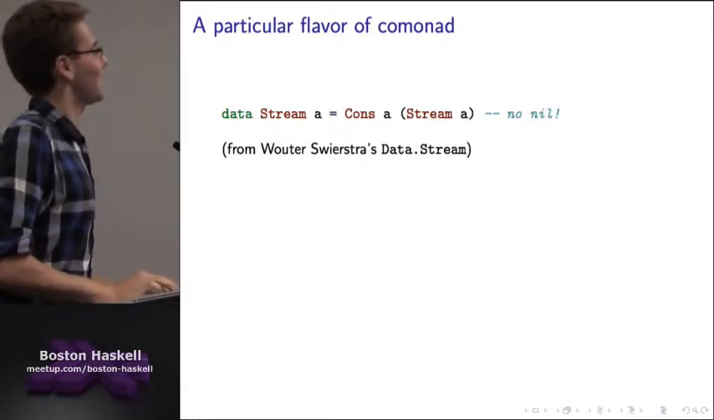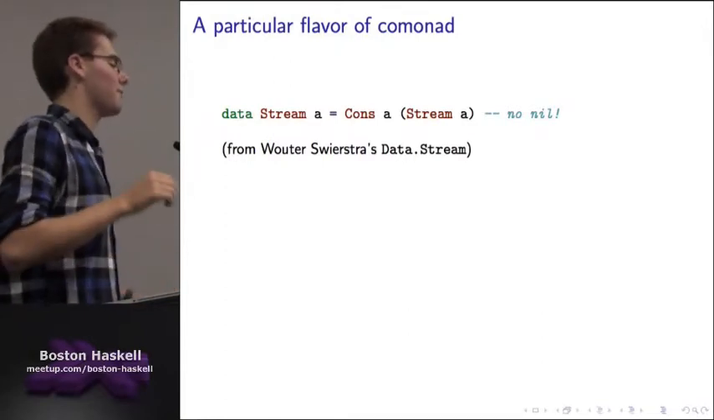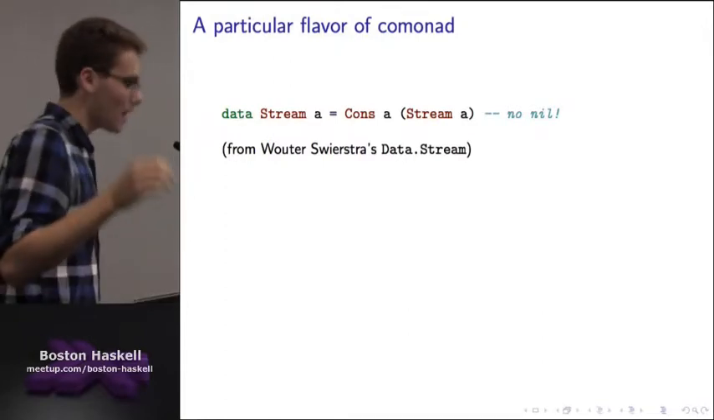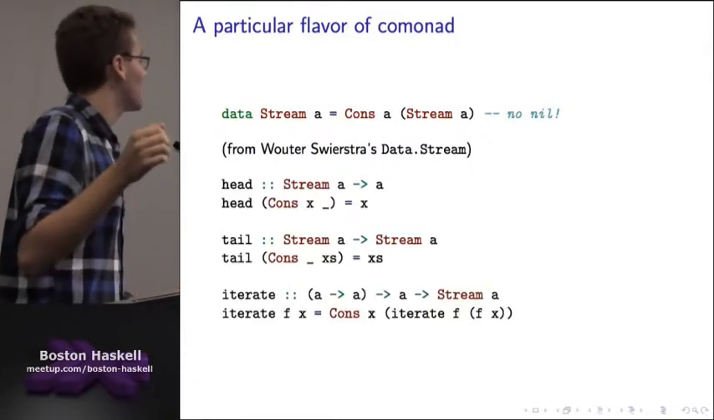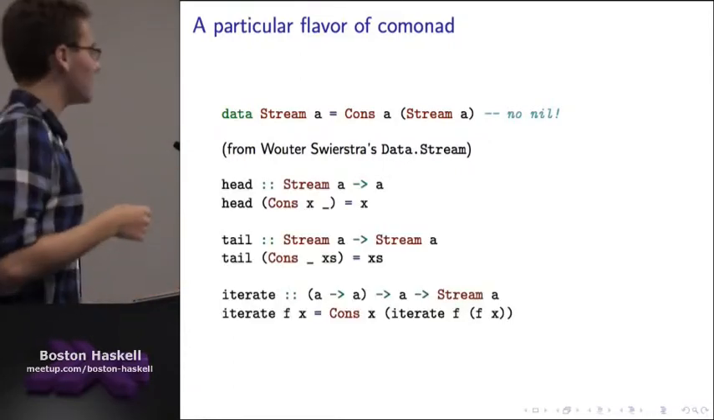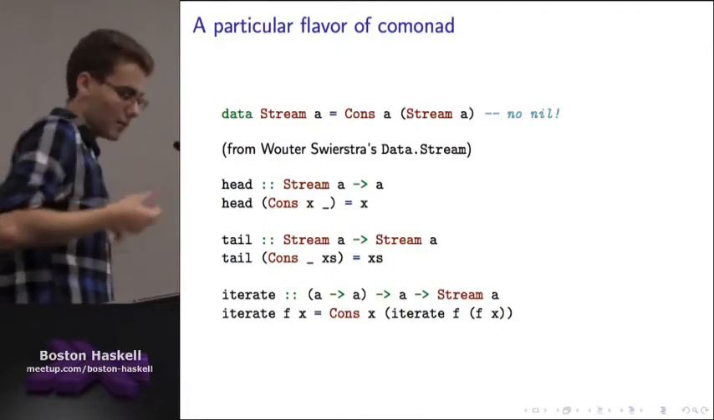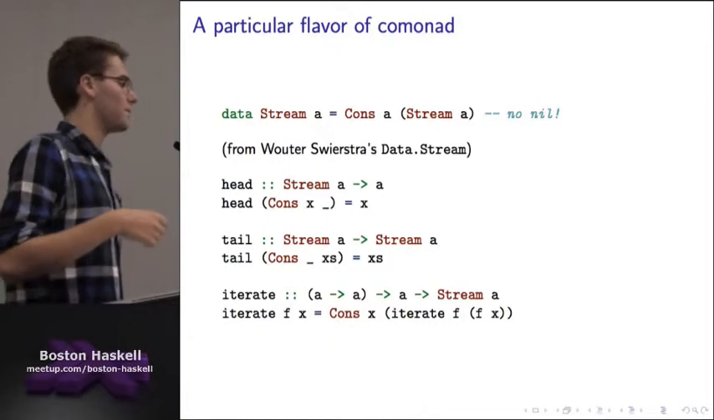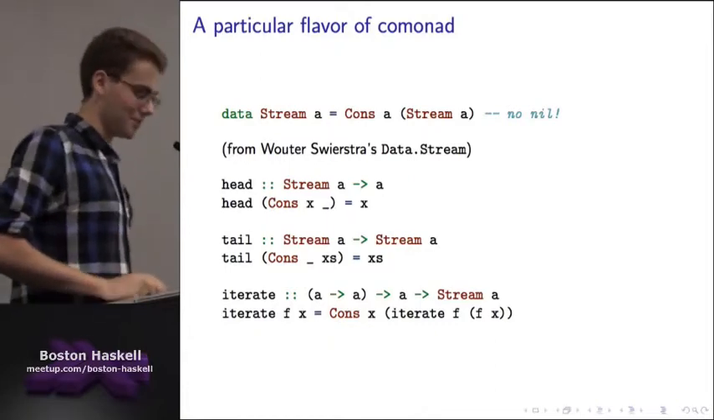But this stream is just like a cons list, except there's no nil, so you're forced to have it be either infinite or contain bottoms, and I'm not going to talk about bottoms right now. So you can take the head of a stream, you can take the tail of a stream, you can iterate to form an infinite stream, and all of these are total functions if you pretend that Haskell is a total language, which a lot of us like to do.